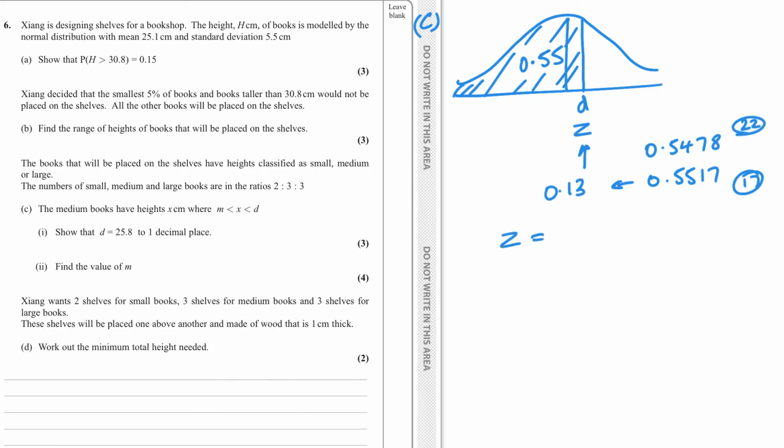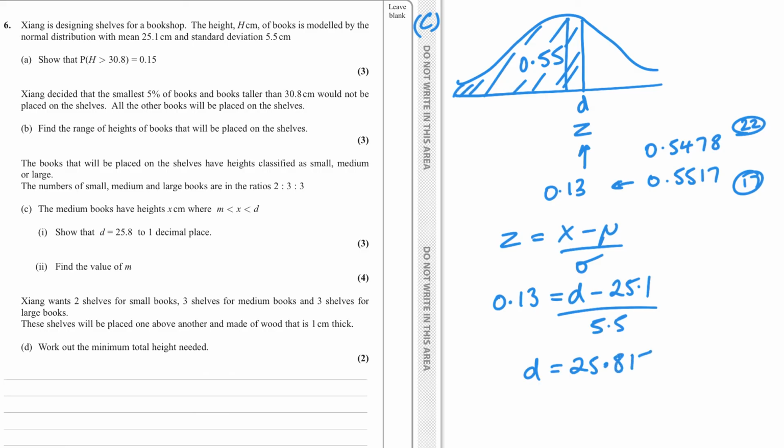So my Z equals X minus the mean over the standard deviation. My Z is 0.13. My X is actually D. My mean is 25.1. My standard deviation is 5.5. So now it's just a matter of starting with my 0.13 times 5.5, then add 25.1, and that will give me 25.815. Now this said 25.8, so that's what we've got to one decimal place.